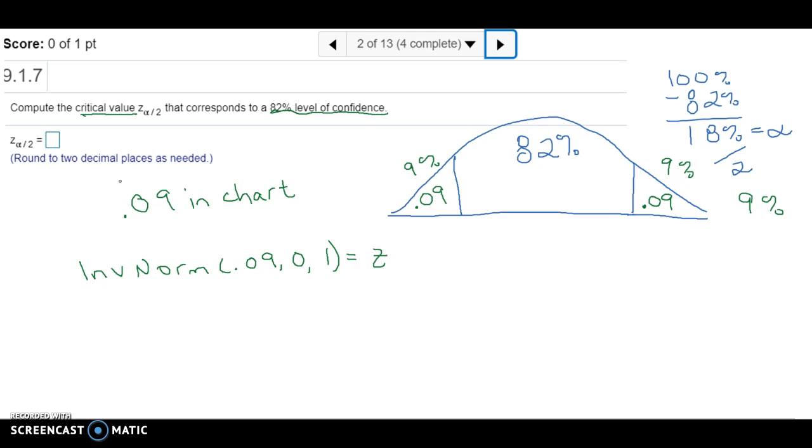If it wants a z-score, then it depends. But if it wants a critical value, we always assume the positive of whatever that number is. So hopefully that was helpful.